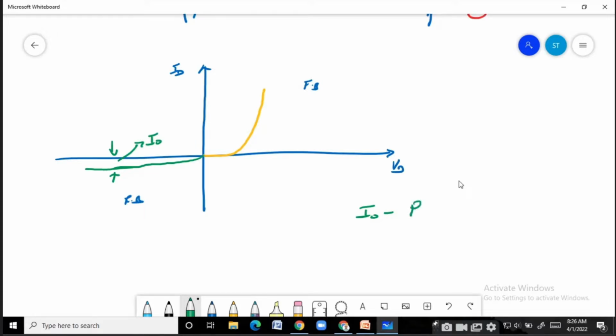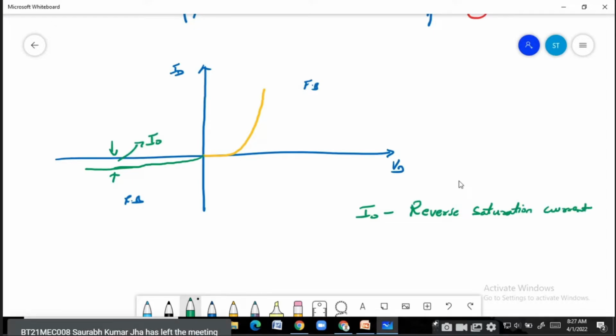This is known as the reverse saturation current. Now, why is it called saturation? Because its value is getting fixed. Somewhere it increases, but later on it becomes nearly constant, and it stays nearly constant until you reach the breakdown region. So this is the saturation. This is called the reverse saturation current.